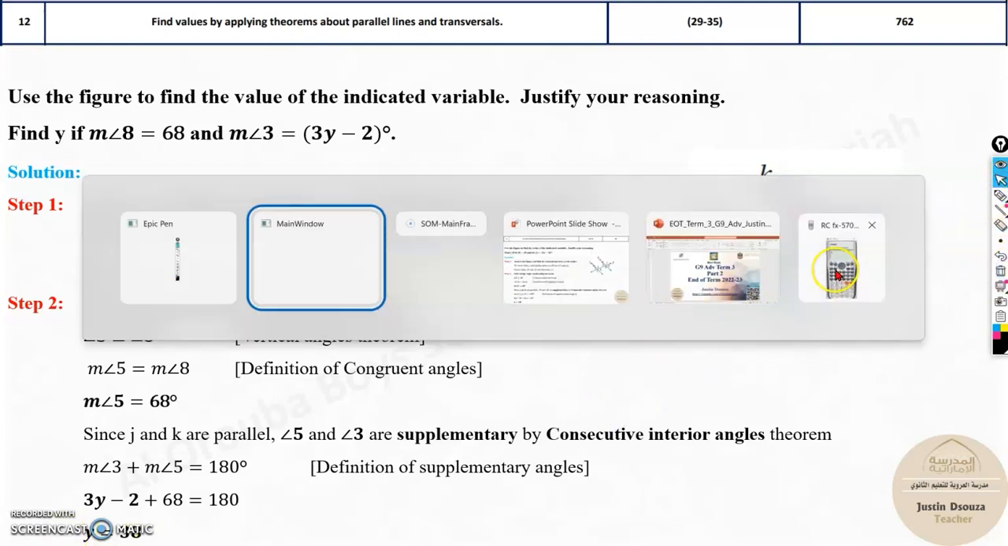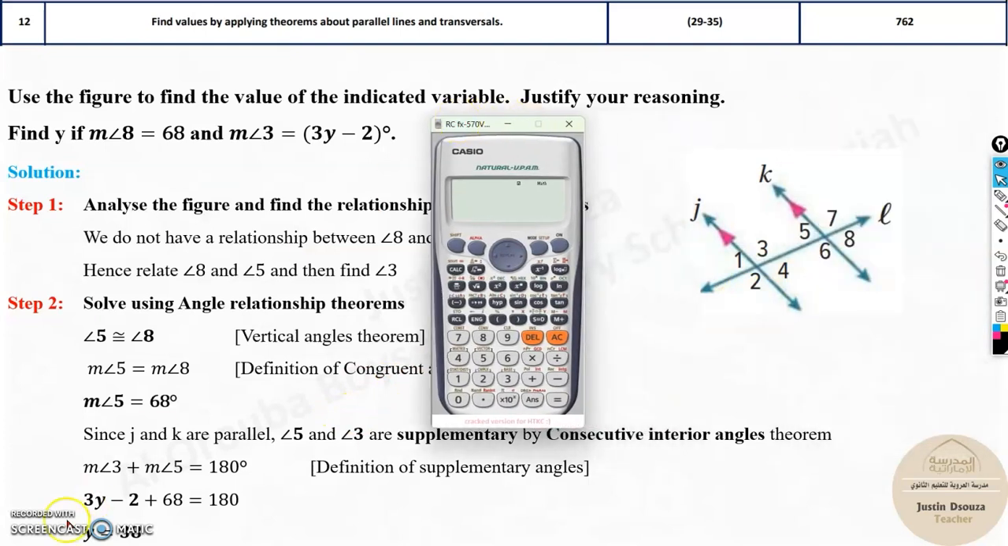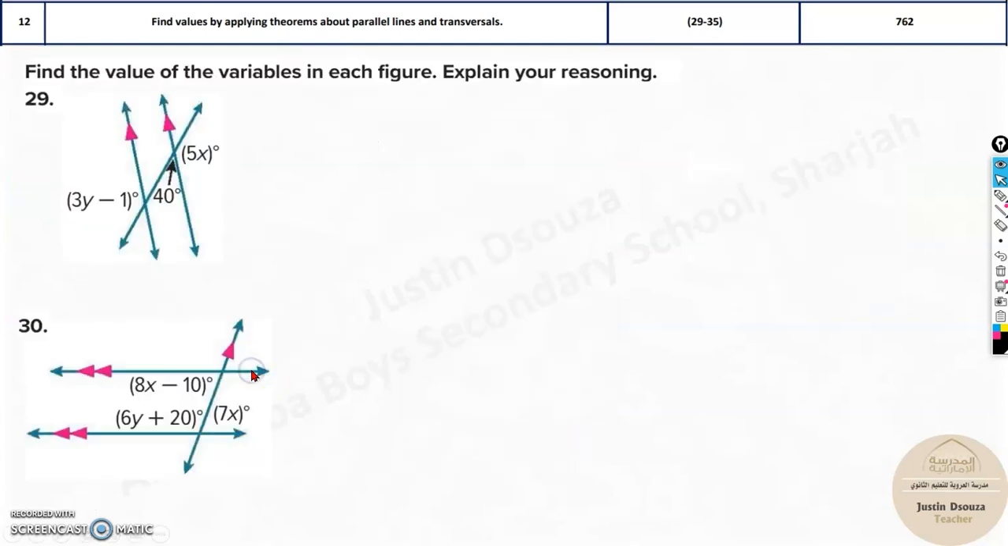Or you can use your calculator directly. What you need to do is put this as it is: 3y minus 2 plus 68 is equal to 180. Use alpha for y, then calc, which is the short form for calculate. You can't press equal directly, you will get a syntax error because an equation is formed. You need to press shift and solve, and then you will get the answer, 38. That's it. So this is how you solve.